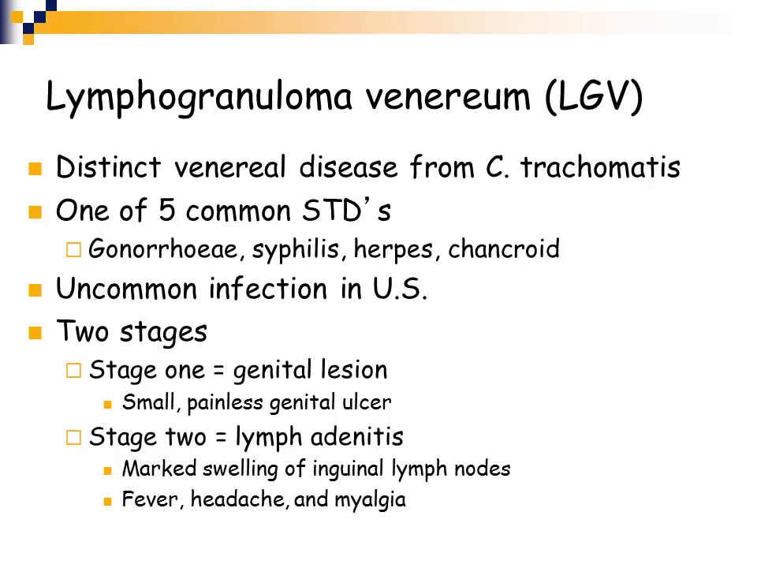And lymphogranuloma venereum. Now, LGV is very uncommon in the United States. There are 2 stages. The first stage is a genital lesion, very small, painless genital ulcer. And then the second stage is a lymphadenitis, where you get very large swelling of the inguinal or groin lymph nodes, along with a fever, headache, and muscle aches. So here is that inguinal swelling caused by lymphogranuloma venereum, and it can be very bad where it swells so much that it actually breaks open.